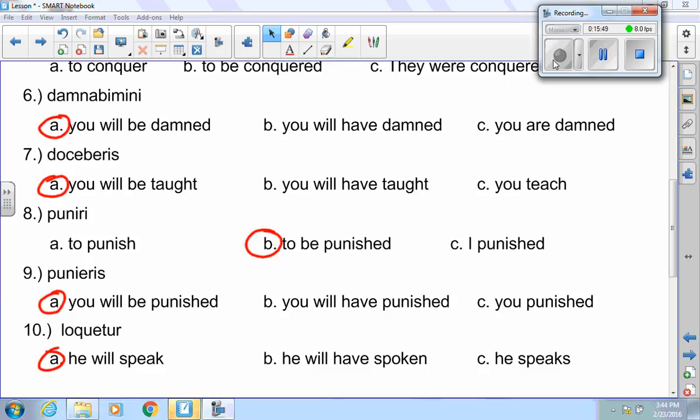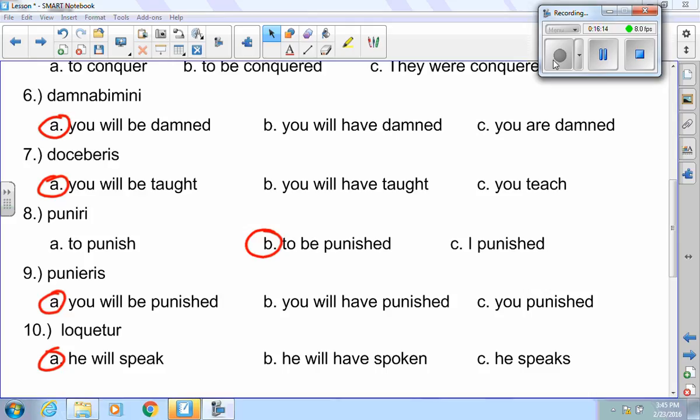As you can see here, I have a regular verb, damnare, so you will be damned. That's just regular passive voice. Future tense, bi is the future. I have you will be taught, again, passive voice. That ris is the passive voice. The be changes, don't know why, but that's future. Make sure you're aware of that.